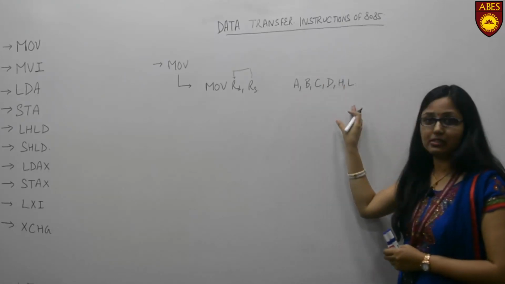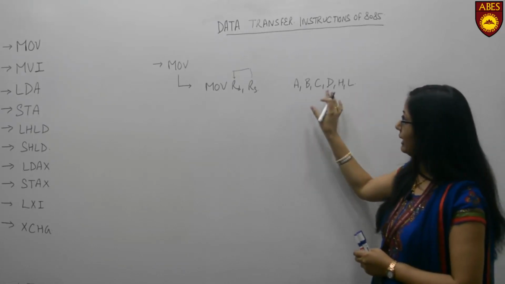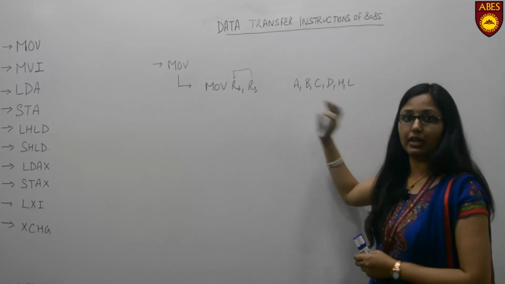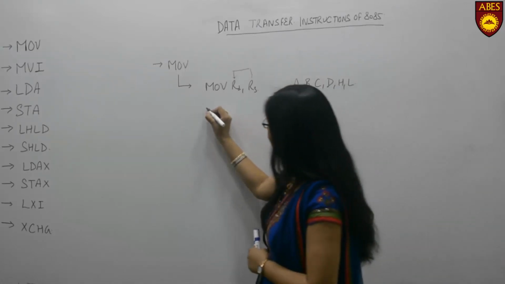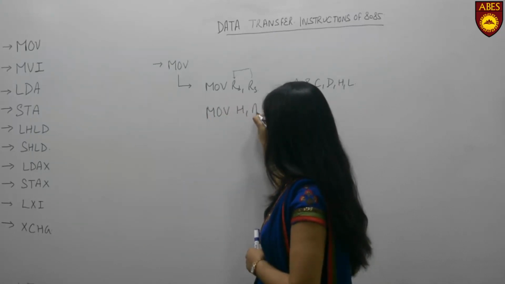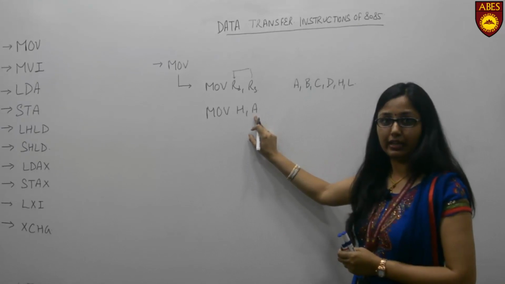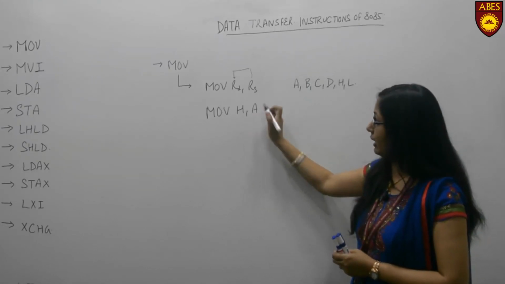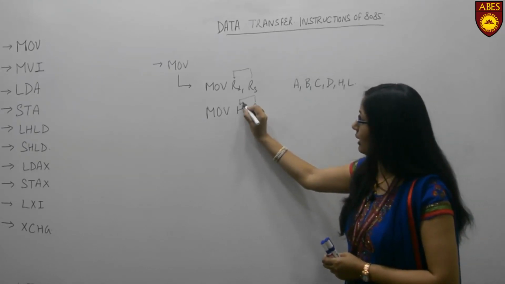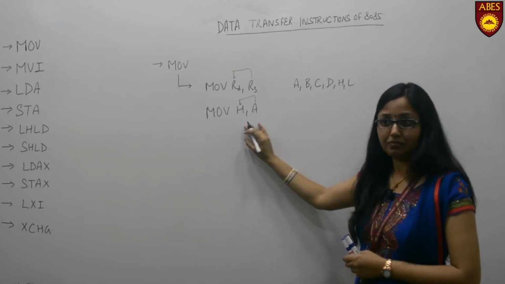These are all 8-bit registers. We can move any data from any register to another register. For example, if we write MOV H, A, the content of the accumulator, register A, is moved into the H register. This is basically a move instruction.